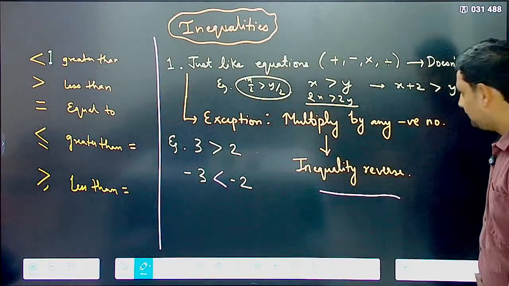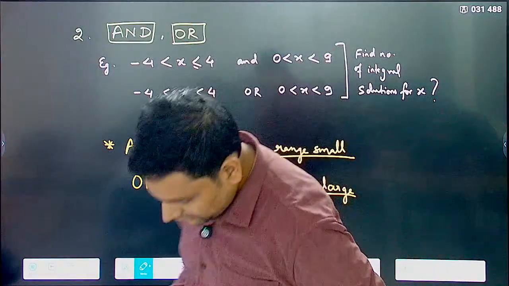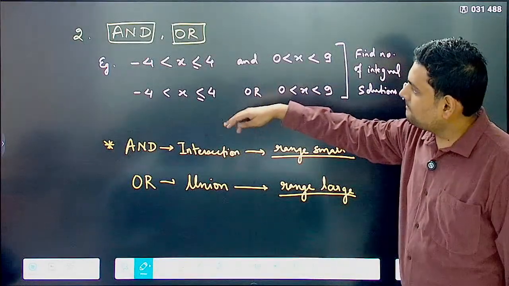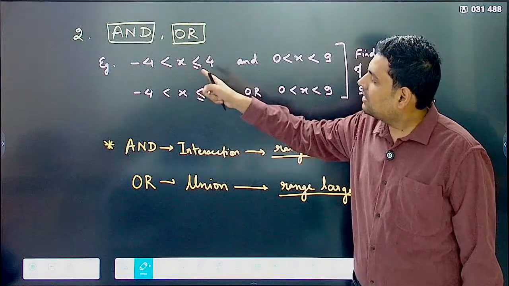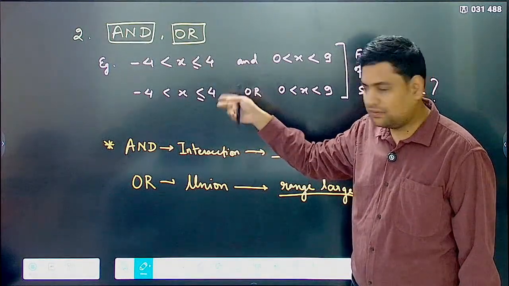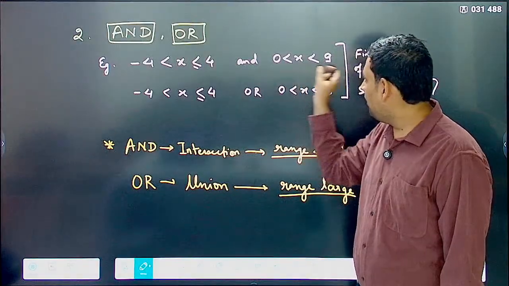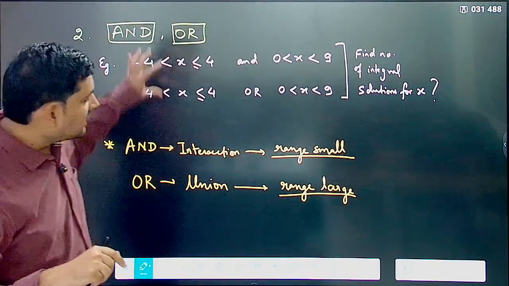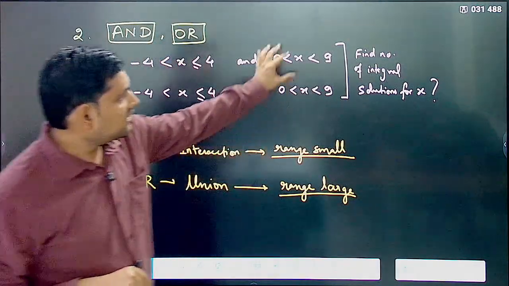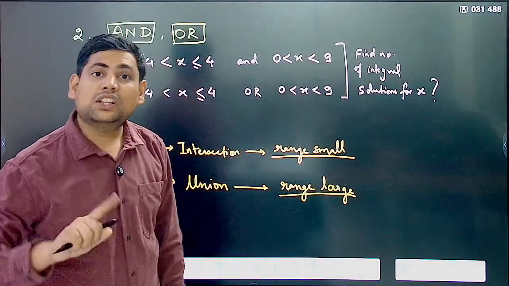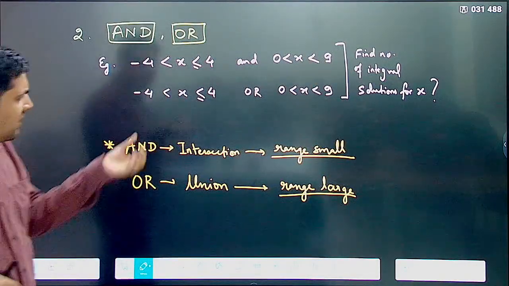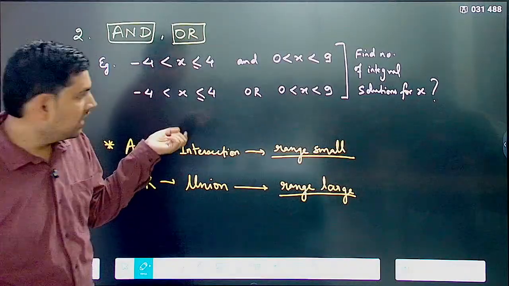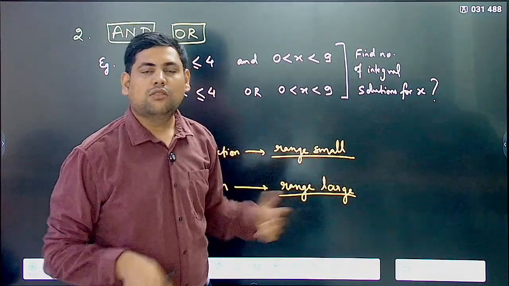Now, next thing is understanding 'and' and 'or'. Now, if you see, there are two terms. Now, it says x is between minus 4 to 4 and between 0 and 9. Now, this is an 'and' case. 'And' means what? That x must satisfy this condition also, and x must satisfy this condition also. What does 'or' mean? That I am okay if x is between minus 4 to 4, or if that is not possible for you, do one thing, make x between 0 and 9. Both work for me.